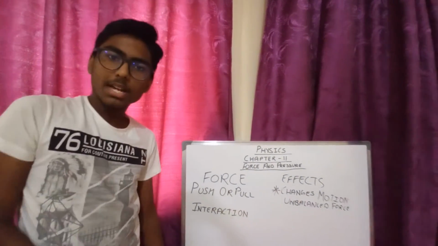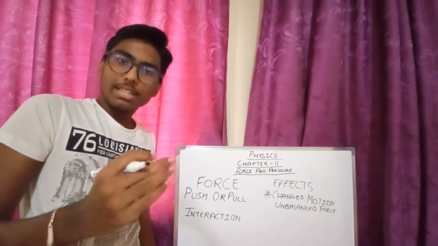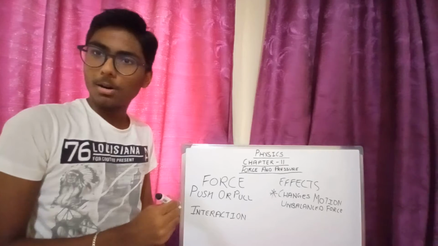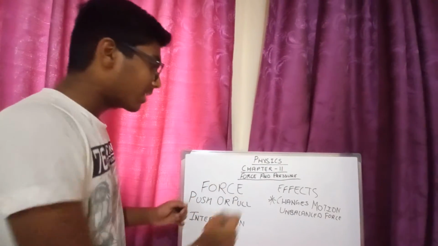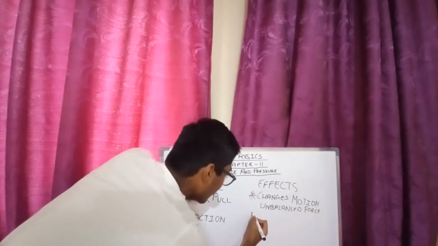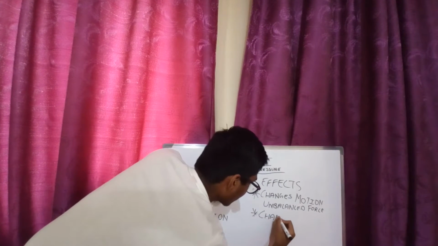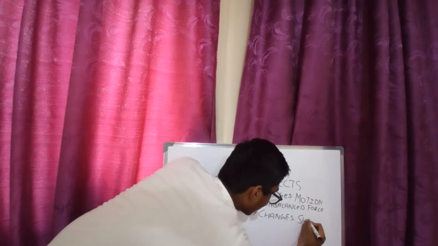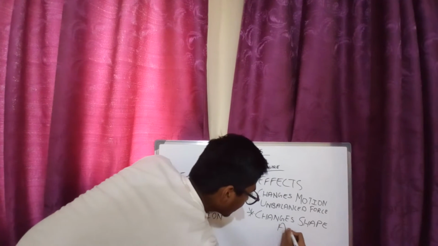So when one side has a greater amount of force and another has a lesser amount of force, the greater amount of force pushes more, and because of that, the motion changes, or the motion comes into play and the object moves. Now we'll be looking at the other effect. It changes shape and size.